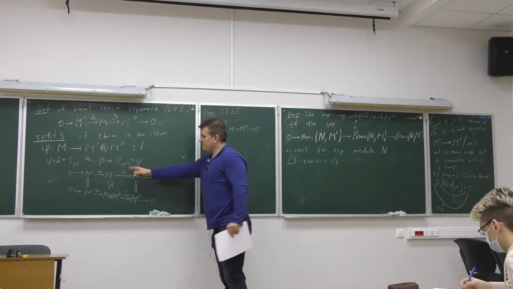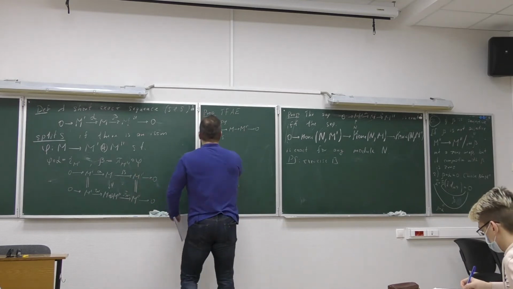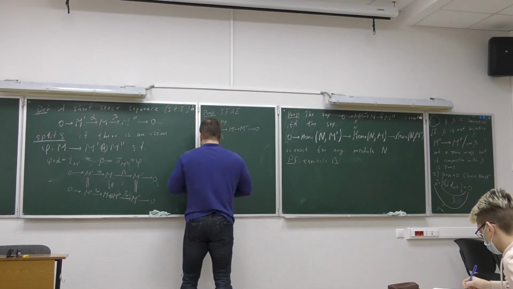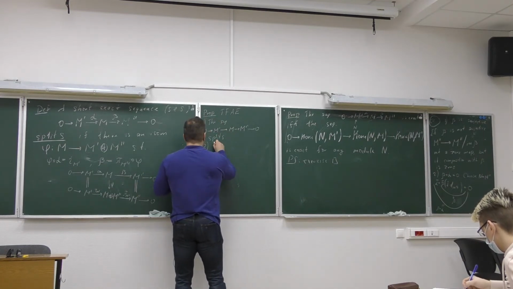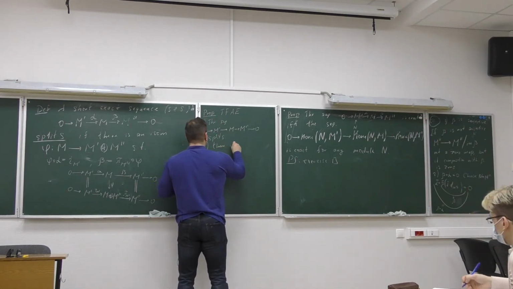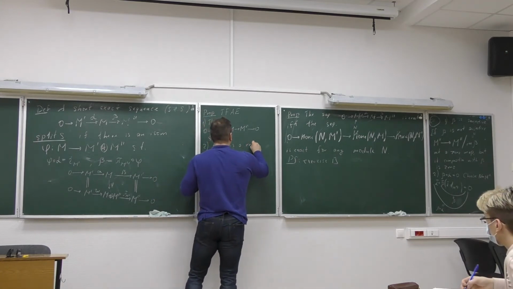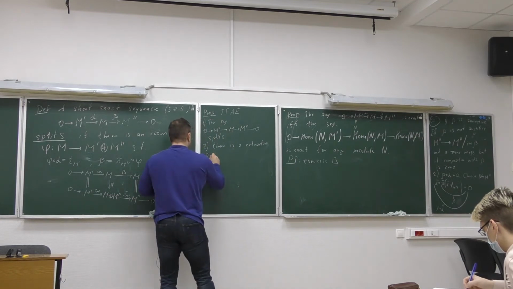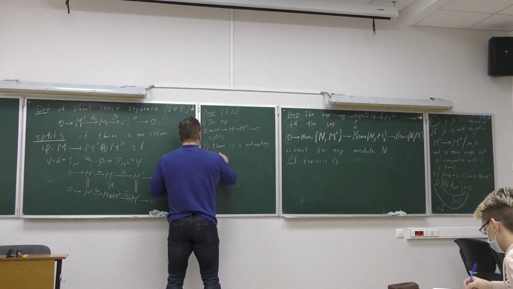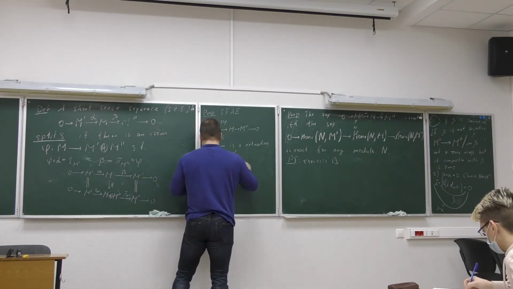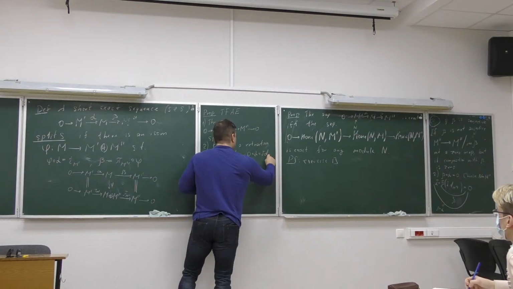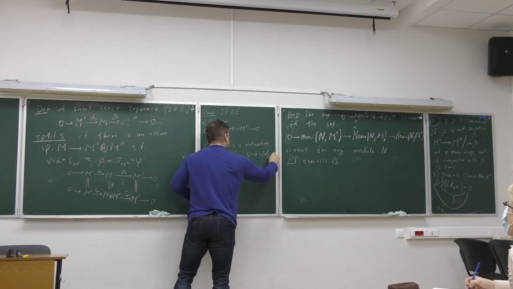So it means that there is this map phi and all these squares are commutative. The second condition is that there is a retraction rho. This is a map from m to m prime such that the composition of rho and alpha is the identity on m prime.